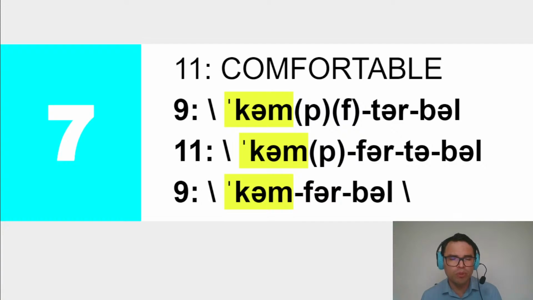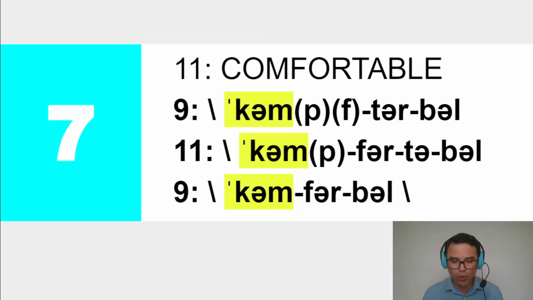So how can you pronounce this? First way, comfortable, no P, no F. Second way, comfortable. Third way, comfortable. Nice.